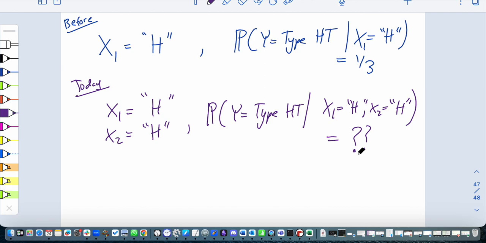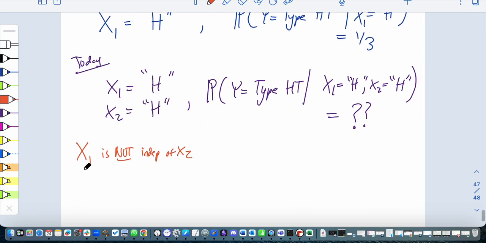And why is this a naive Bayes thing? Are the coin flips x1 and x2 independent? Just as variables, x1 and x2 are not independent because they are both related to what type of coin you have. So x1 is not, as a variable, independent of x2. But it is conditionally independent given the type of coin. So x1 and x2, let's put it in pink, are conditionally independent given the coin.